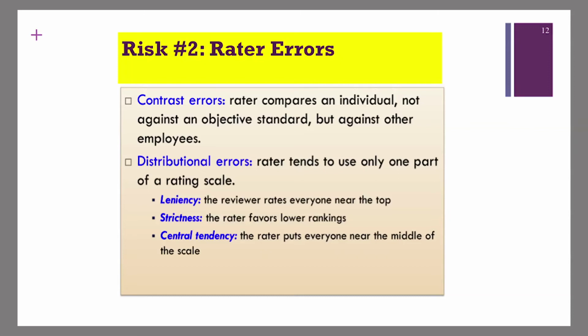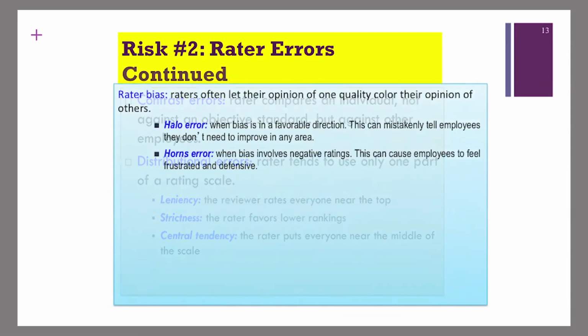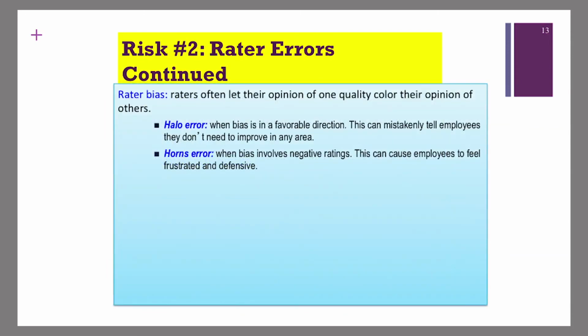So for those of you that evaluate the performance of others, are you, as the manager, the evaluator, subject to the contrast error? Or are you subject to any of these distributional errors? I tend to be subject to the leniency error. Another risk, again related to risk number 2, are the halo error as well as the horn effect. Now I'll let you take a look at those. Those are just some other examples.